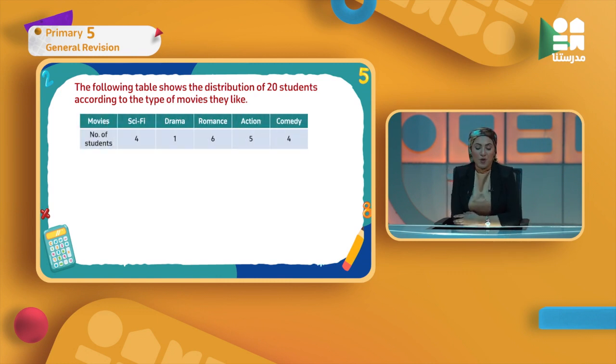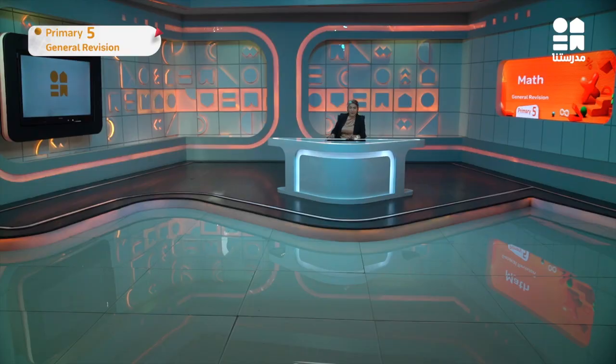The following table shows the distribution of 20 students according to the type of movies they like. I have 2 rows in this column, the movies and the number of students. The movies are sci-fi, drama, romance, action, and comedy. And I want you to get the percentage of people who like every type of movies, and then we can put it on a pie chart. We'll go to the board to do it together, okay?